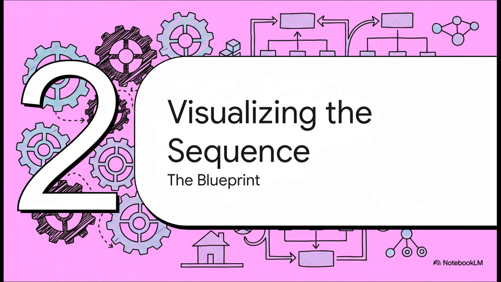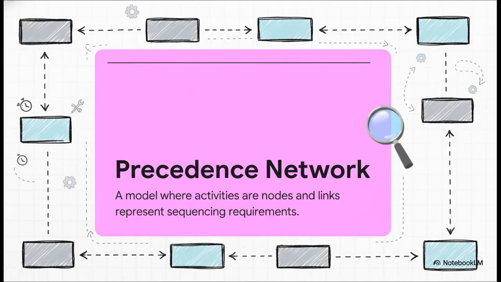Okay, so let's get into it. Let's build that blueprint. Before we can even think about that final bar chart, we have to find a way to visualize the project's workflow. We need a map of every single dependency. And the way we do this is with something called a precedence network. Now, that might sound a little technical, but the concept is actually super simple. Basically, every single task in the project gets its own little box, or node, and then we just draw lines between them to show the dependencies, which tasks have to be finished before others can start.